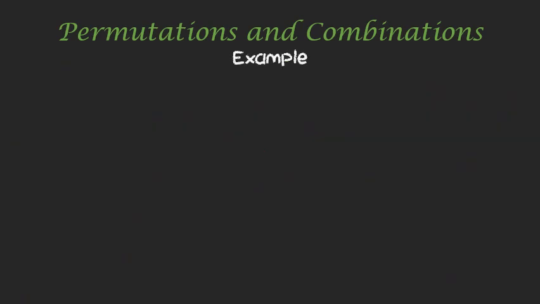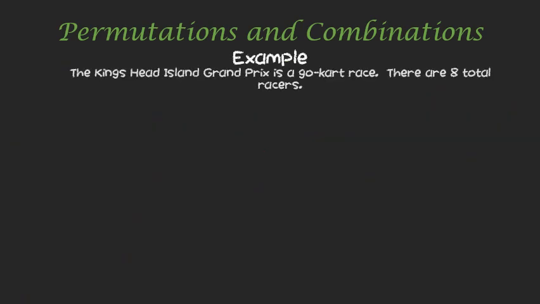So let's take a look at an example involving R permutations. The King's Head Island Grand Prix. So there's this go-kart race on an island, and let's say there are a total of 8 racers. A go-kart, if you're unfamiliar, is just a little cart that typically kids can drive around, and in this case they're racing.